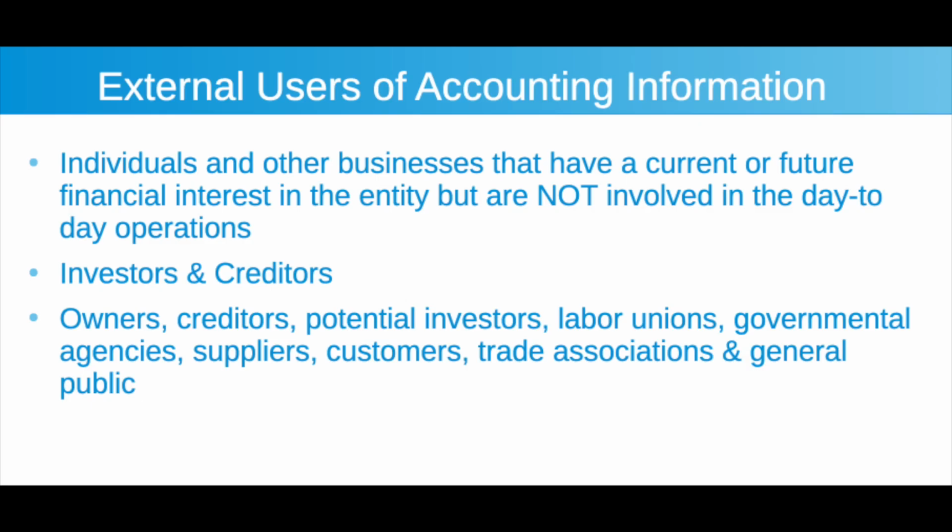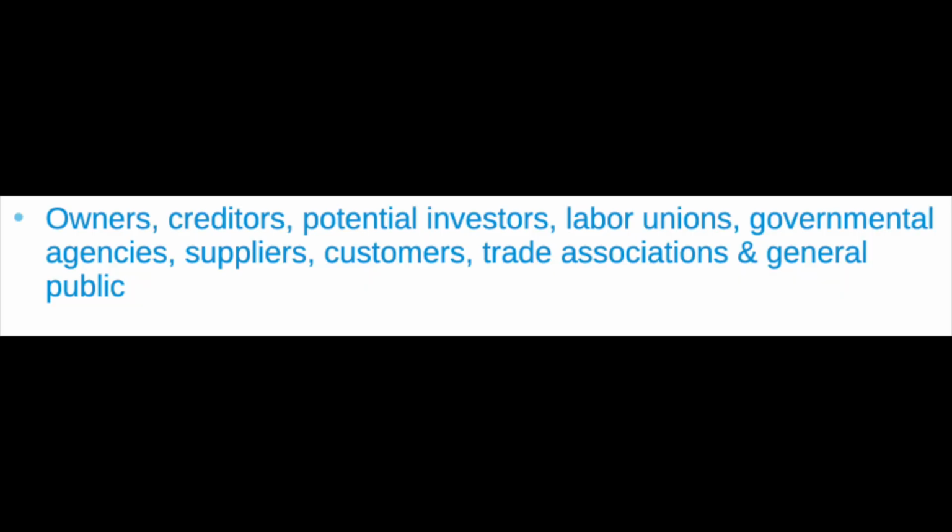External users of accounting information. So, as I just said, you can download that statement online. Any publicly traded company is available for you to download online. What do I mean? This is so investors and creditors can make decisions. Now, to expand on investors and creditors: owners, creditors, potential investors, labor unions, government agencies, suppliers, customers, trade associations, and the general public. These are people that are not involved in the day-to-day operations of a business.